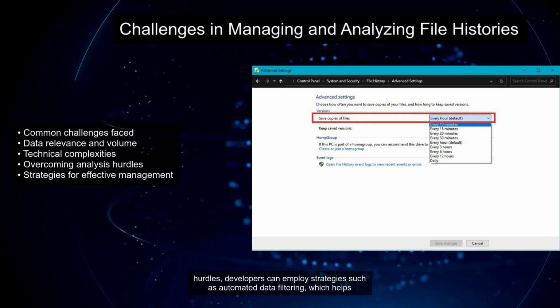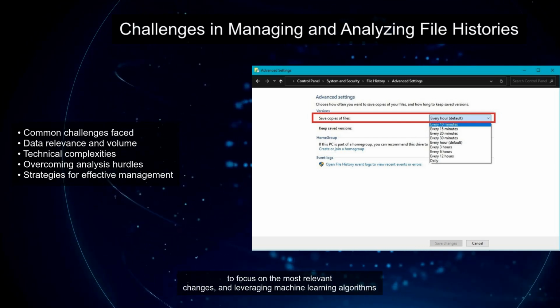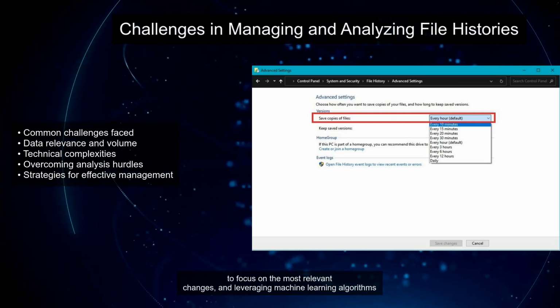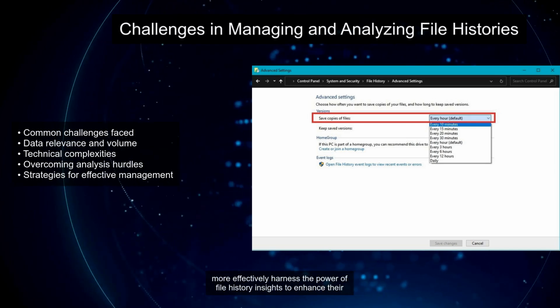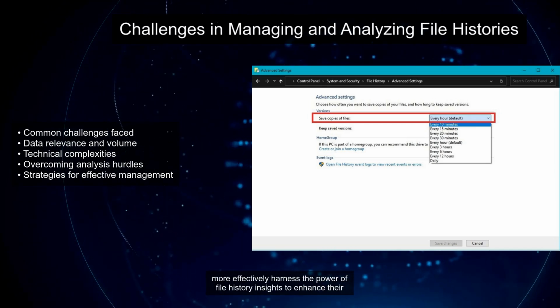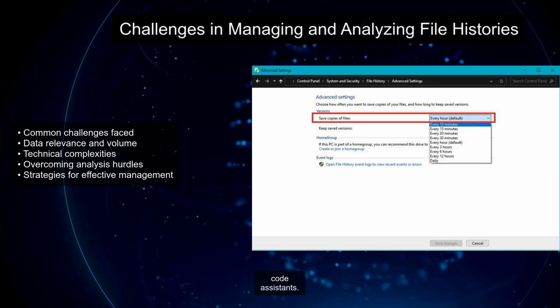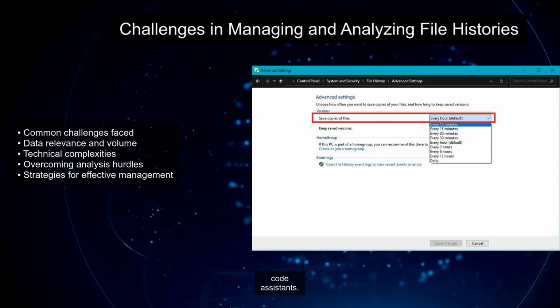To overcome these hurdles, developers can employ strategies such as automated data filtering, which helps to focus on the most relevant changes, and leveraging machine learning algorithms to assist in the analysis process. By addressing these challenges, teams can more effectively harness the power of file history insights to enhance their code assistance.